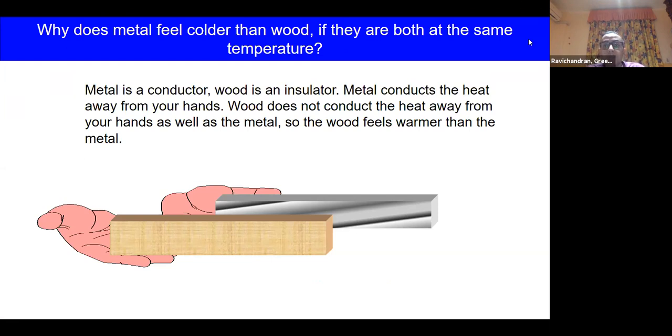So the metal here conducts the heat from your hand, correct? The metal conducts the heat from your hand. So what happened to your hand? It feels cooler, but wood doesn't do anything for that, so you don't feel anything with wood. Sometimes you see one feel warmer than the other. Okay.